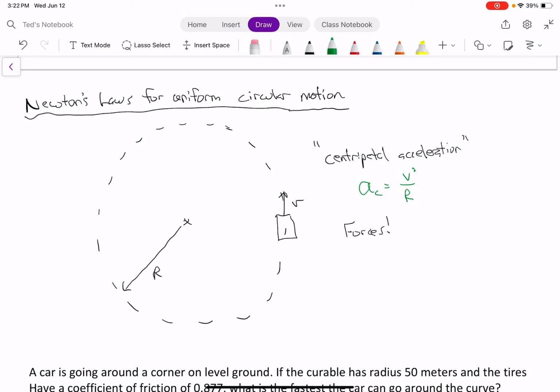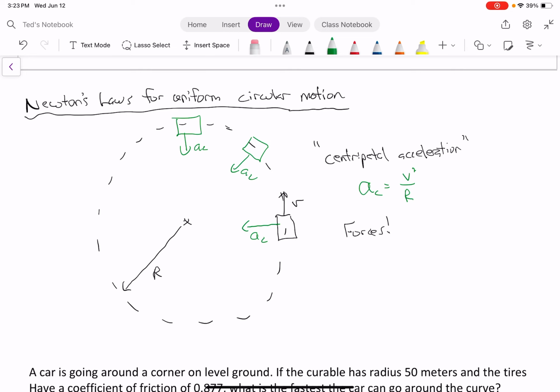It's called centripetal acceleration, and this is really important because it points towards the center of the circle. So as the object moves around the circle, the acceleration always has the value v squared over r, but it changes directions also. It always points towards the center of the circle. So it's called centripetal acceleration because it points towards the center of the circle.